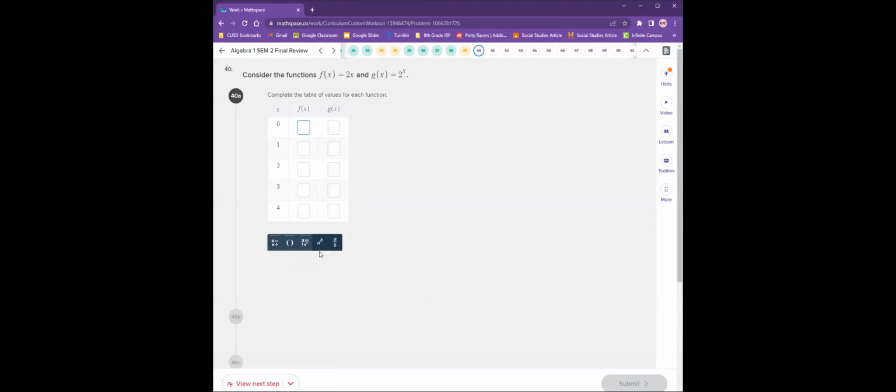All right, so they're trying to show you the difference between a linear and an exponential function. So 2x gives 0, 2, 4, 6, 8. And for the exponential, 2 to the zero is not zero, oh no, 2 to the zero is 1. Then 2 to the 1 is 2, 2 to the 2 is 4, 2 to the 3 is 8, and then 16.